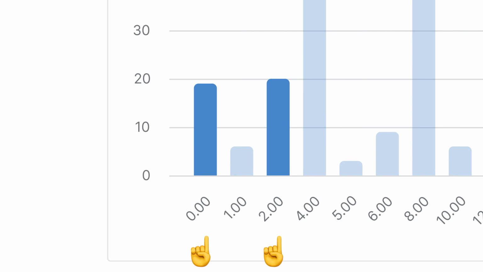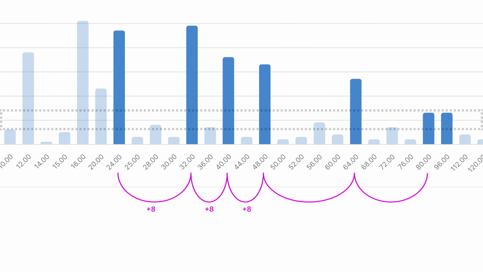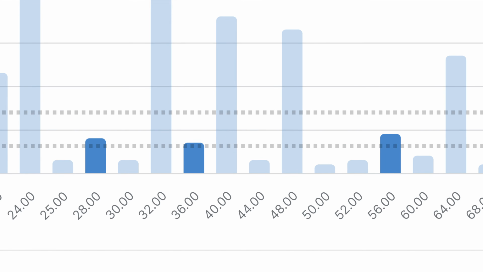I noticed a few interesting insights from this. So 0 and 2 were used more often than I thought, but it makes sense since 2 pixels is used more for the smaller spaces inside or between the components. Another thing I noticed was that the smaller values in the scale tend to fall within the multiples of 4, but once it passes 24, it jumps to multiples of 8. It also looks like 28, 36, and 56 are often skipped.